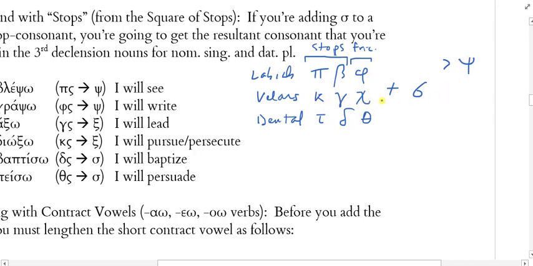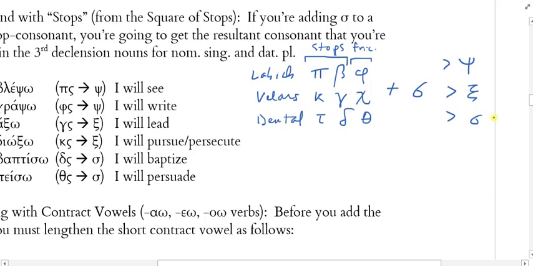Kappa, gamma, chi plus a sigma is going to produce xi. Tau, delta, and theta plus a sigma will produce just a sigma. Remember, the dentals, or the teeth, fall out. So when that happens, the future tense formative sigma is going to be obscured by the fact that the sigma is hiding inside that consonant's symbol.